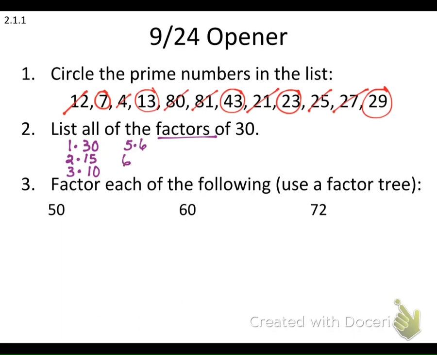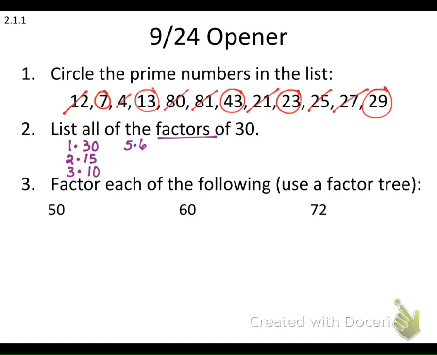Well, I'm going to try 6. Well, do I already have a 6 listed? Yeah. So therefore, I know I've listed all the factors of 30 because I don't need to go back through and do 6, 7, 8, 9, 10 because I'll just end up with the same factors. So how many factors does 30 have? How many numbers are up there? So 30 has 8 factors. It has 8 numbers that you can multiply together.